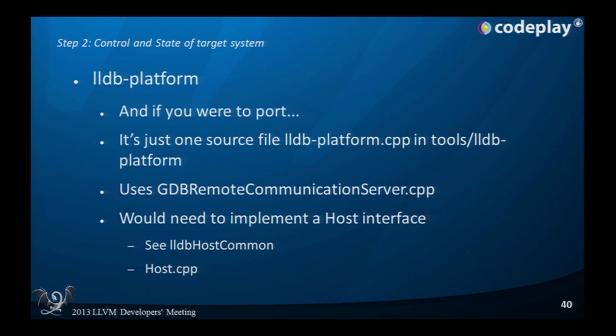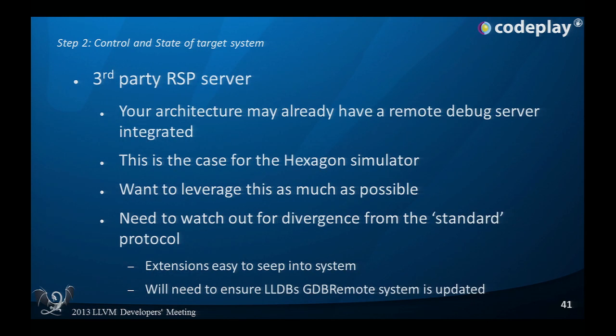You actually don't need to do that much to port it. It's fairly straightforward. You just need to set up a host, so you need to port all the host functions. And it uses the GDB remote communications server, which is in there, and it's cross-platform, uses the host. For a third-party server, you may already have this if it's already an established chip. This is the case with the Hexagon simulator, and we want to leverage that as much as possible.